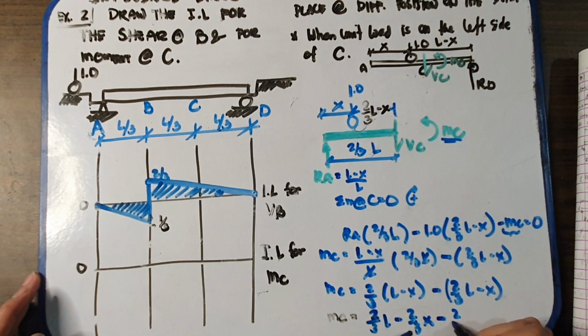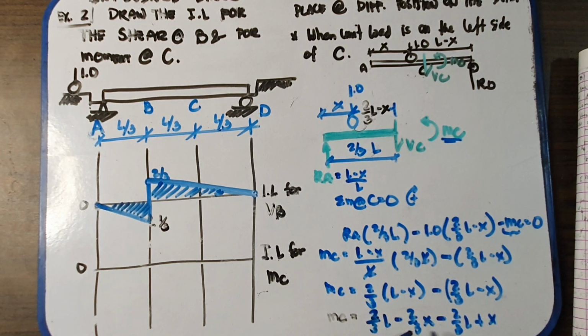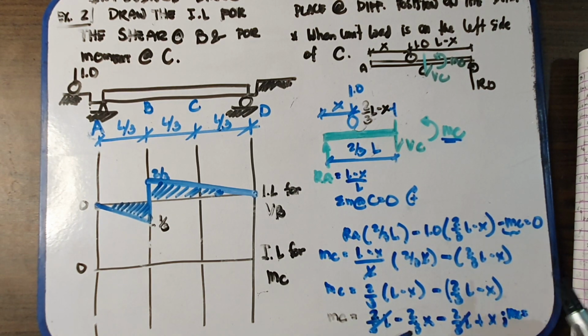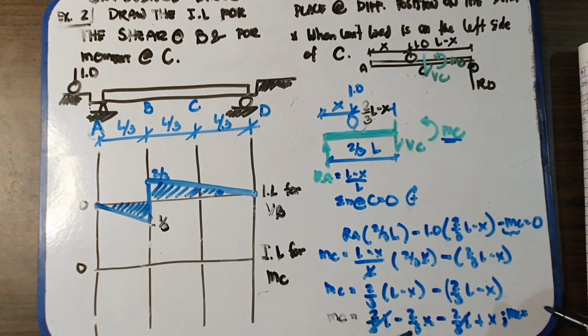Minus 2/3 ng L plus X. So, 2/3 minus 2/3 will be cancelled. So, matitira ay 2/3 ng X and then plus X. So, therefore, our MC would be, ano po, negative 2/3 plus X is 1/3. So, X all over 3. So, ito yung gagamitin natin na equations para mahanap natin yung MC natin.